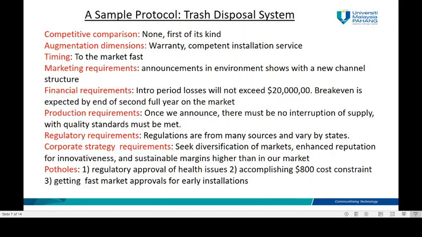And in terms of the comparative comparison, there's none to compare. It's first of its kind. Okay, in terms of the augmentation dimension, it has a warranty and a competent installation service. And the timing must be a fast timing to the market. And in terms of the marketing requirement, they want to go towards the announcement in environment shows with a new channel structure, and the financial requirement, the production requirement, where there's no interruption of supply, must meet the quality standards, and then we have the regulatory requirements and the corporate strategy requirements, and then most importantly is the potholes, what are the issues that might happen in this product protocol. So first is the regulatory approval of health issues, and then accomplishing the 800 cost constraint and getting fast market approvals for early installation.